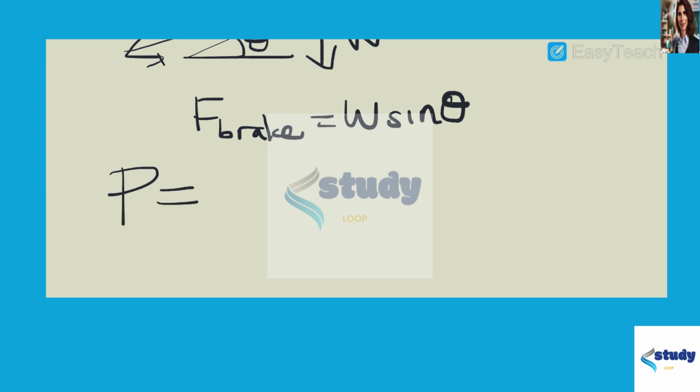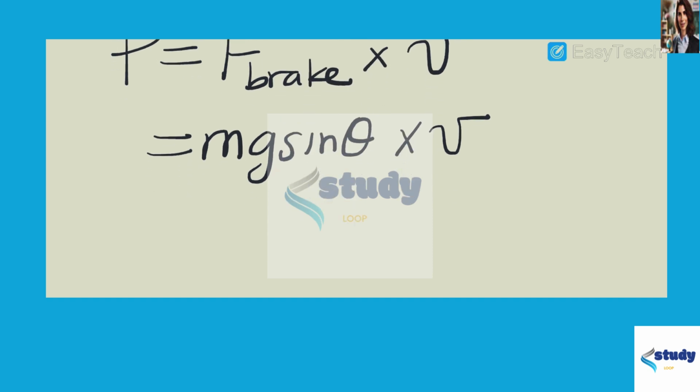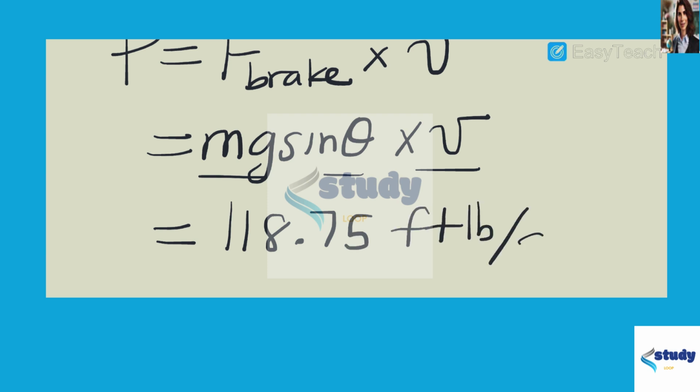As before, power is going to be equal to the force of the brake times the velocity. We know the force of the brake is w sine theta, so we can write that as mg sine theta times the velocity, which is given to us as 20 feet per second. We know the mass, or the weight, to be 198 pounds. So this is known, this is known, this is known. We can plug it in, and we see that the power dissipated by the brakes is 118.75 foot-pound per second. And that is our final answer.